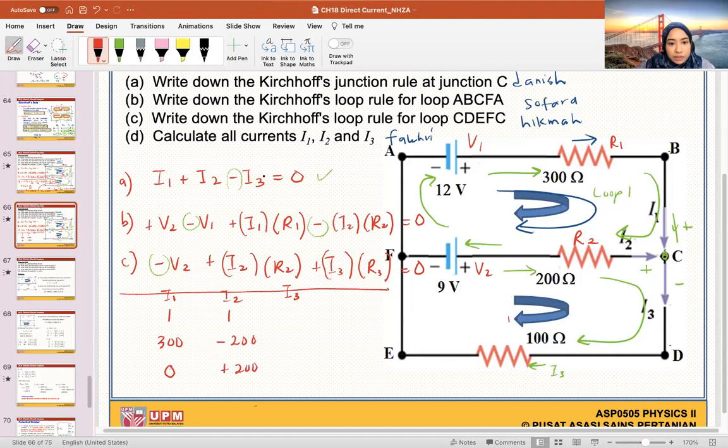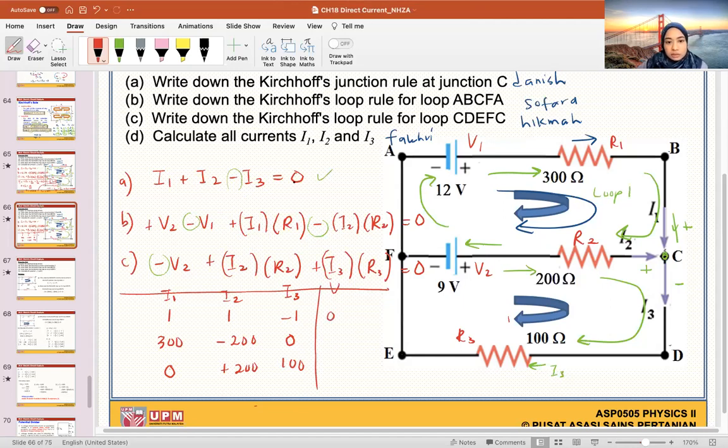For the first equation, our I3 is a negative 1. Our second equation is 0 because I3 is not there. For the third equation, our I3 is R3, which is 100, positive. Then I need to move whatever is not I1, I2 and I3 to the other side. This is my other side, and it is just the V. So this guy is a 0.